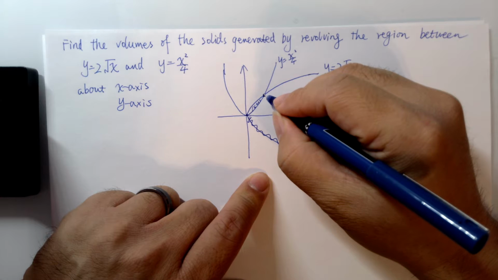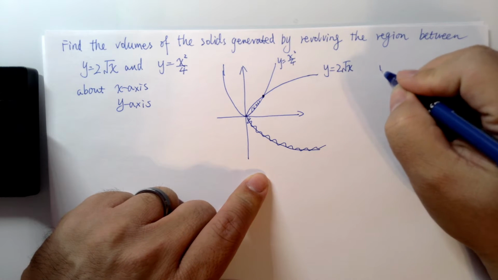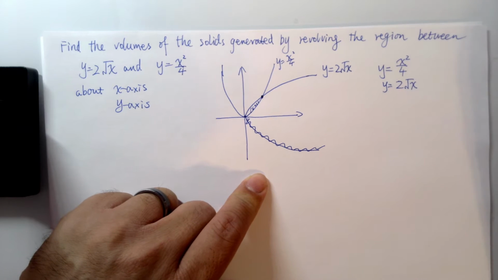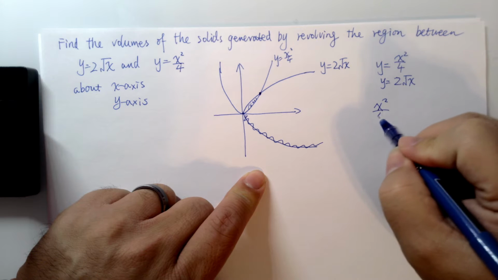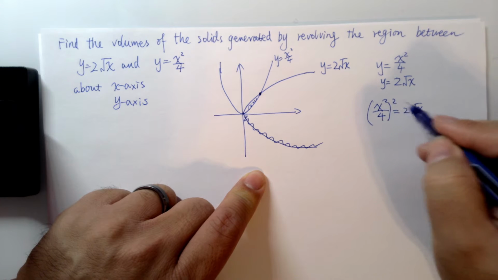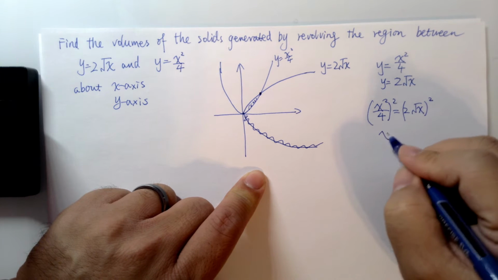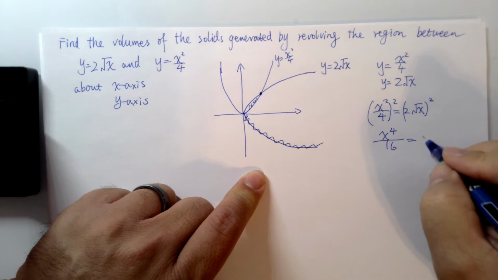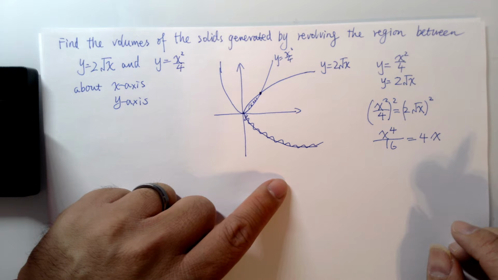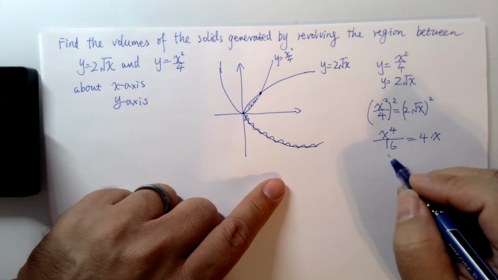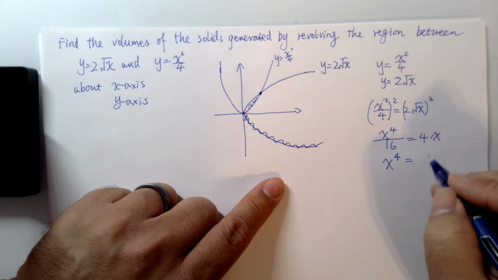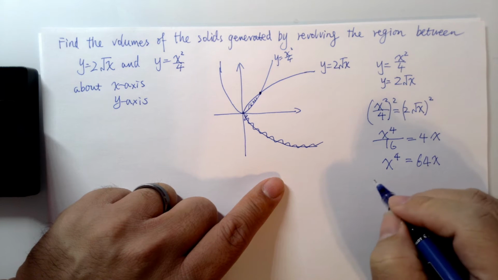We need first to find the intersection point, meaning we have to solve both. So that is x squared over 4 equals 2 square root of x, and if we square both sides, that will give us x to the power 4 over 16 equals 4x. And turns out that, as you can see, you're going to have x to the power 4 equals 16 times 4, which gives us 64, right?